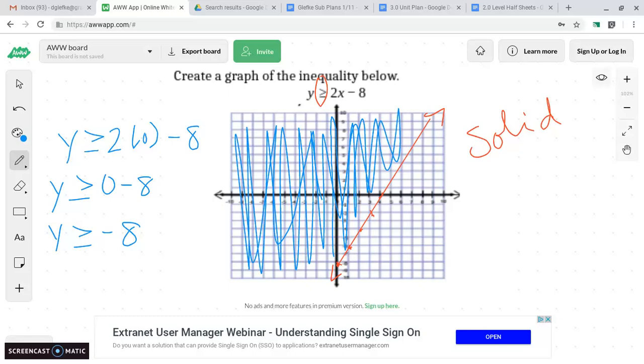And so that's the solution area, or the solution region. All the points in that shaded area would make the inequality true. And so we are done graphing our inequality.